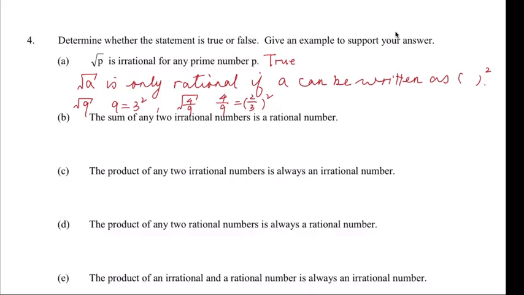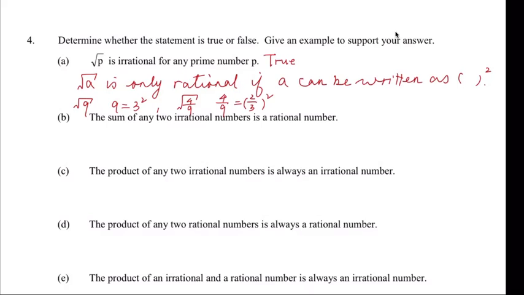But there's no way we can write a prime number as something square because prime numbers by their nature only have 2 factors, which is 1 and themselves. So there's no way we can write a prime number as something square. And that's why if p is a prime number, then the square root of p is always irrational. So this is true.